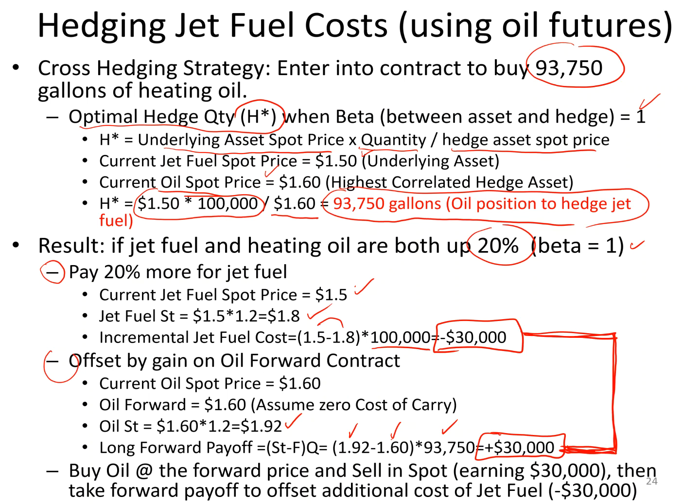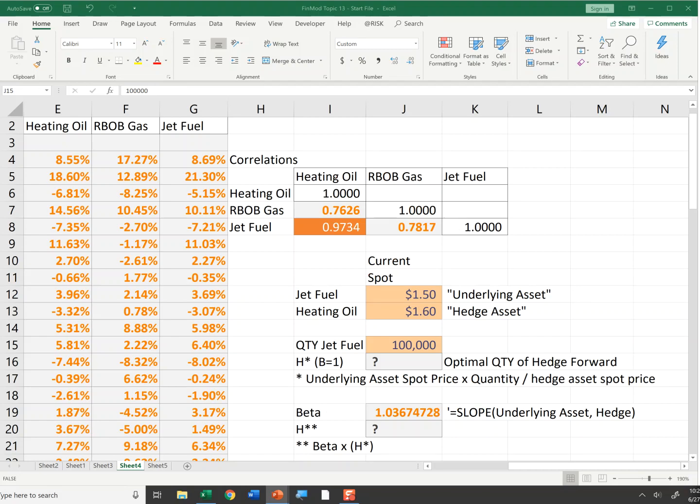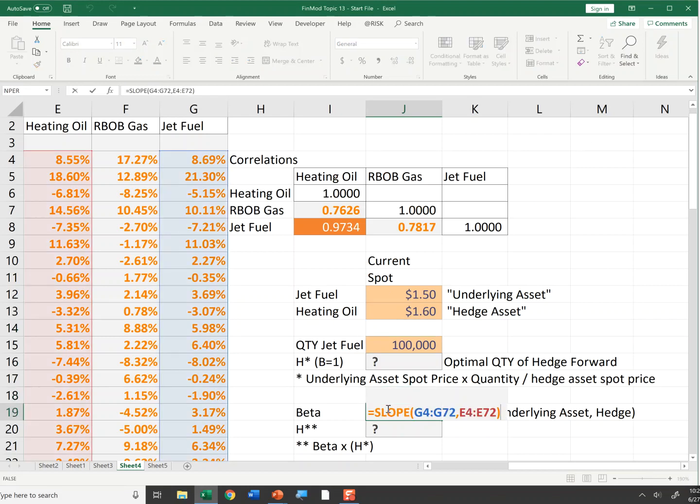Now let's talk about what if they don't move 1 for 1. In other words, the beta is not equal to 1. Well, we can calculate the beta between jet fuel and heating oil, and I did that right here. The beta is equal to 1.03, looking at the slope of jet fuel versus heating oil. So jet fuel is about 1.03 or 1.04 beta to heating oil. So if heating oil is up 100, jet fuel is up 103.